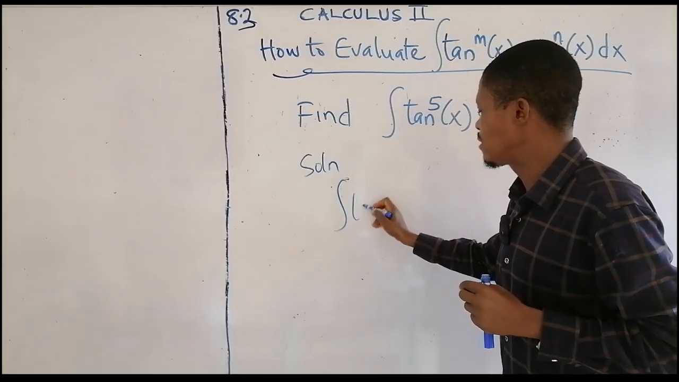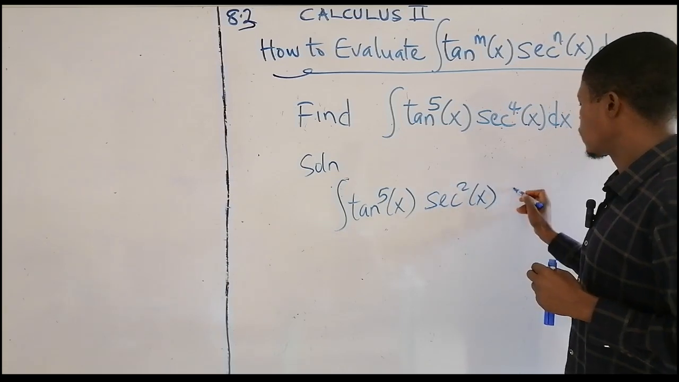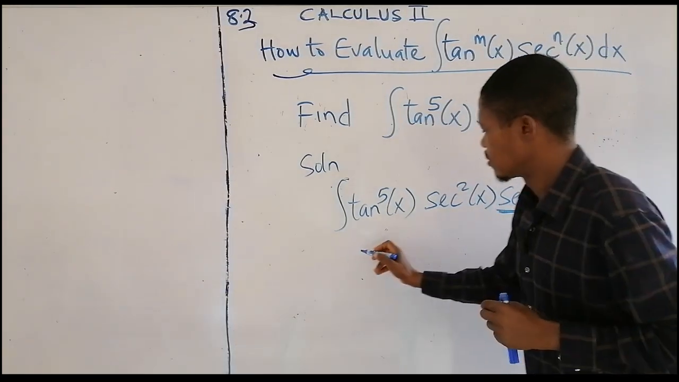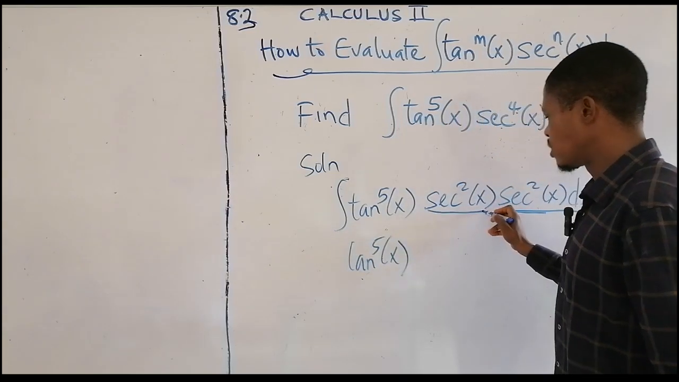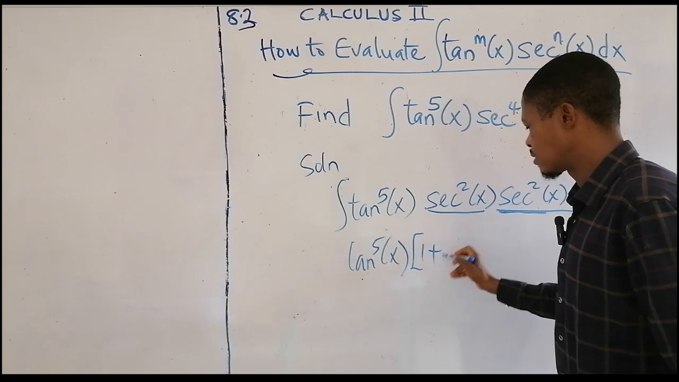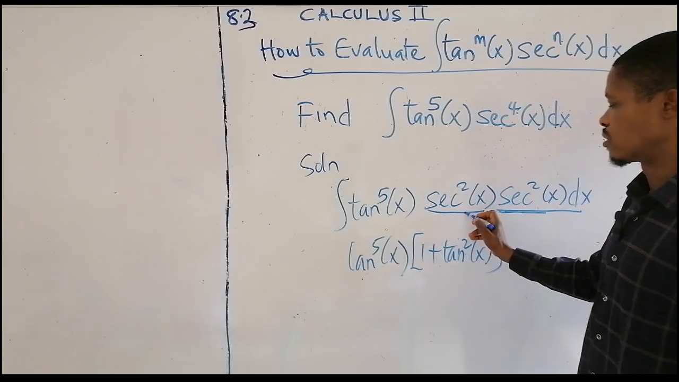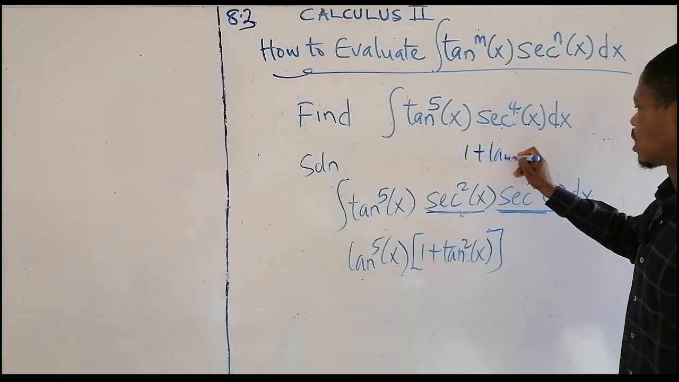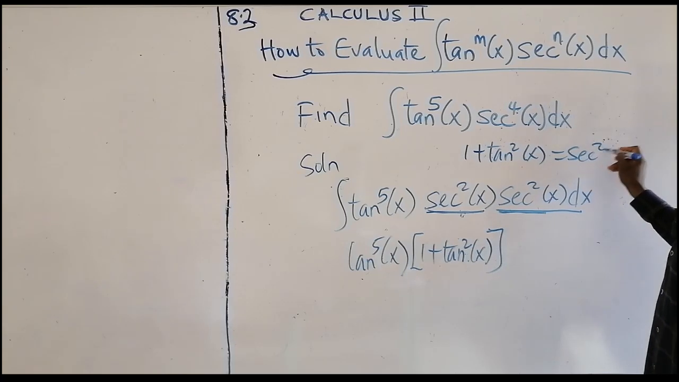When your power of sec is even, you split it into 2 parts and keep one of them. Then the next thing to do is to use your identity: sec square x is equal to 1 plus tan square x. That's the identity for sec. So don't forget, 1 plus tan square x is equal to sec square x.